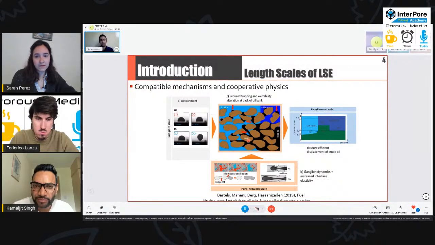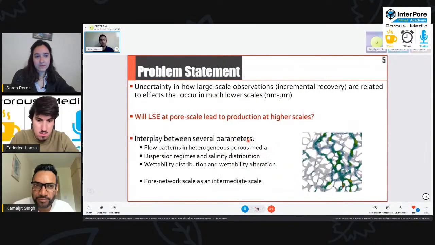So the problem here is how are we going to relate these observations at larger scales to the effects and phenomena that are occurring at much smaller scales, at nanometers and micrometers. Does this low salinity effect that we're observing at the core scale lead to production at higher scales?